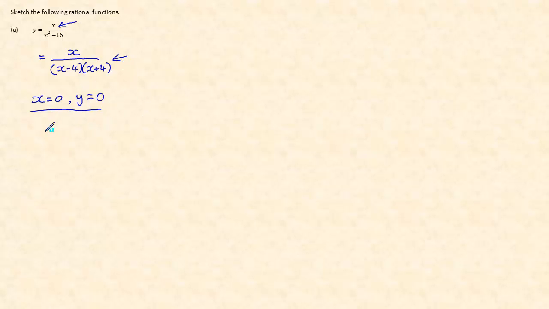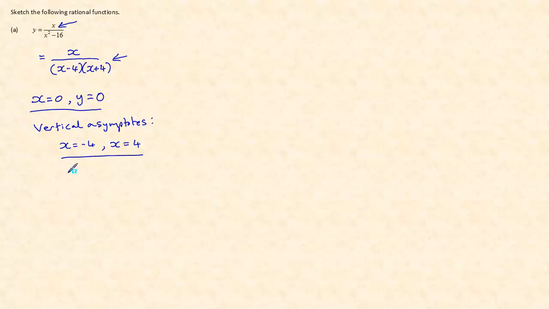From this form here, we can see that we have vertical asymptotes, and those would be x equals negative 4 and x equals 4.